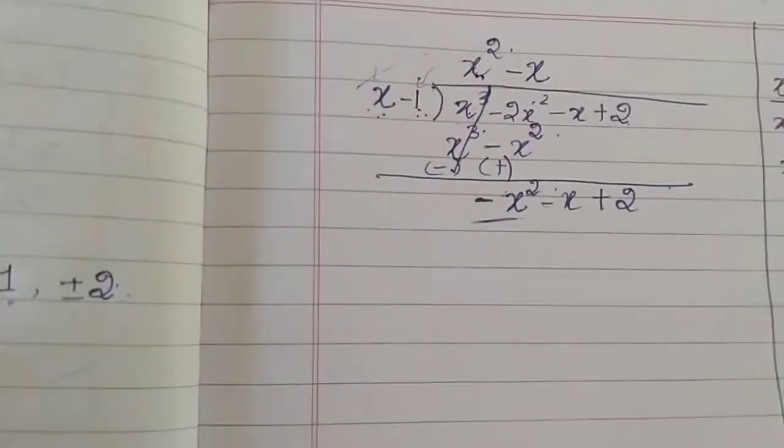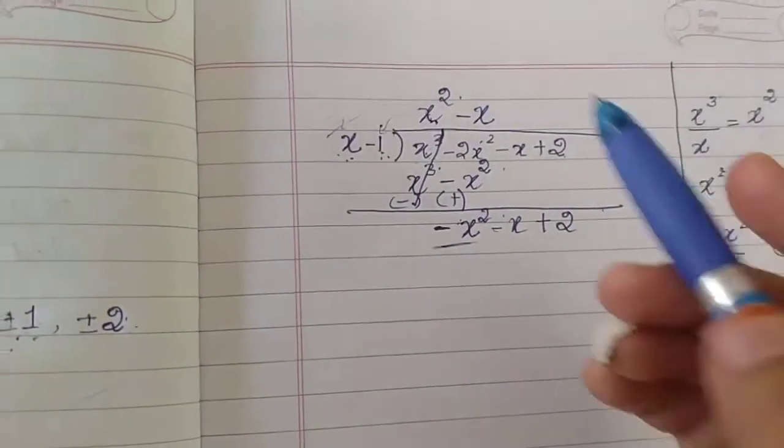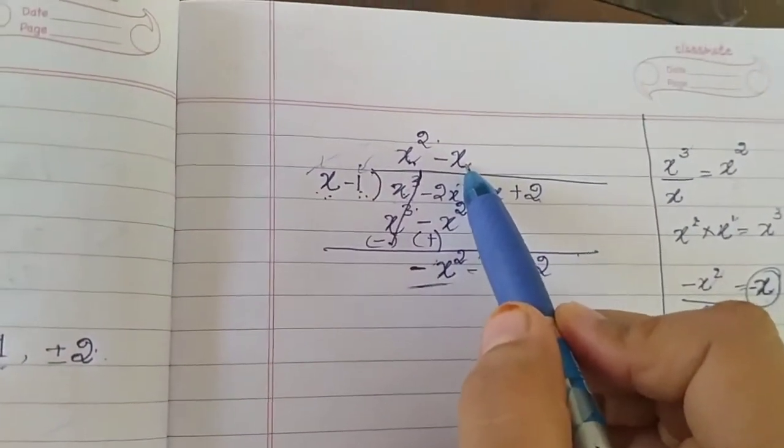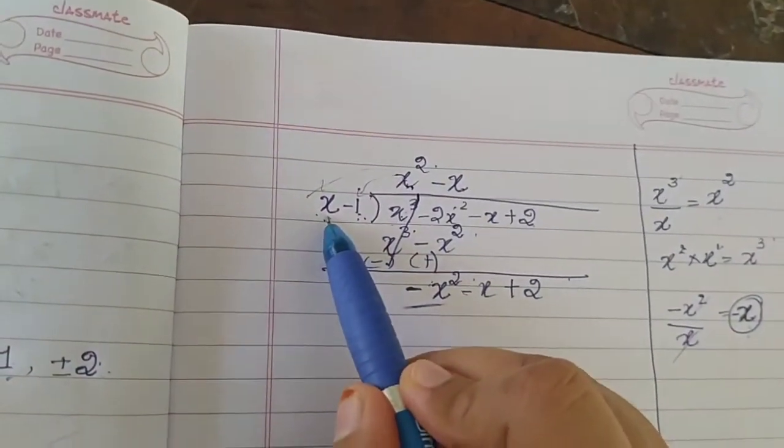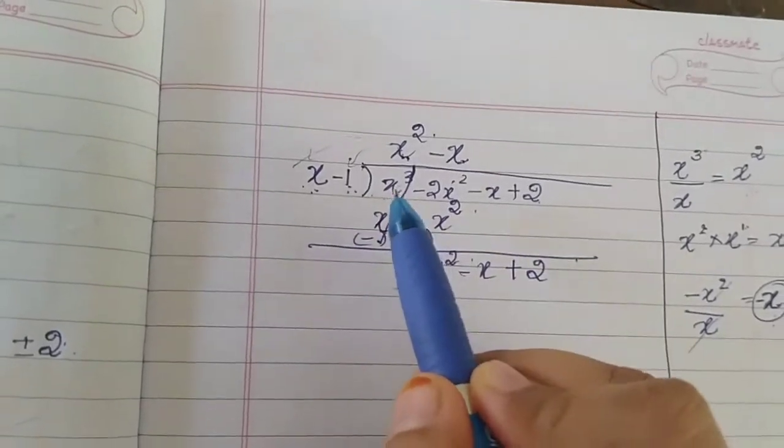Okay, so that minus x is there, no? What you have to do now? Minus x, you have to multiply this with the first and second term of the divisor.